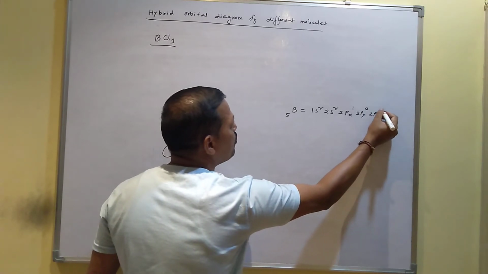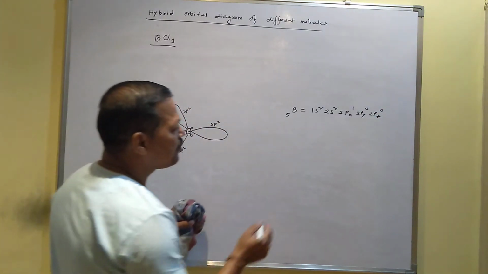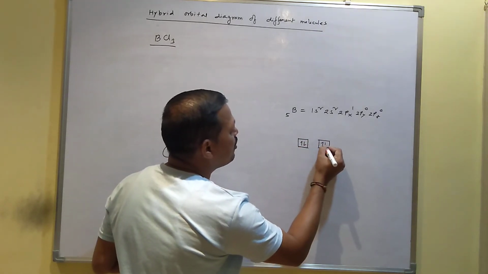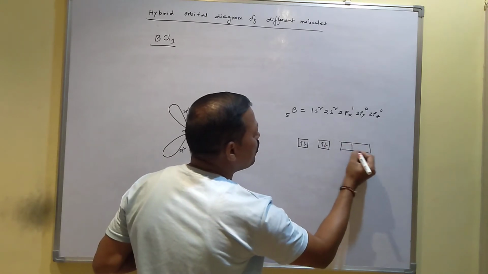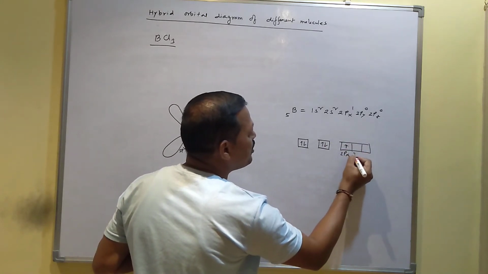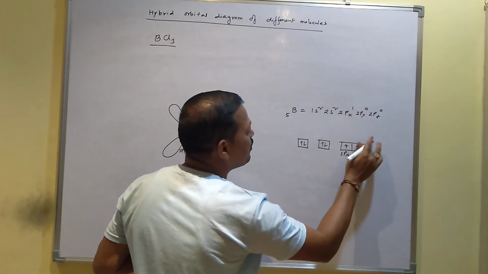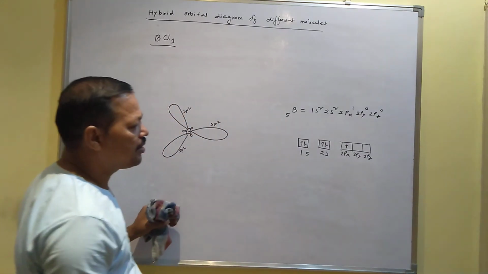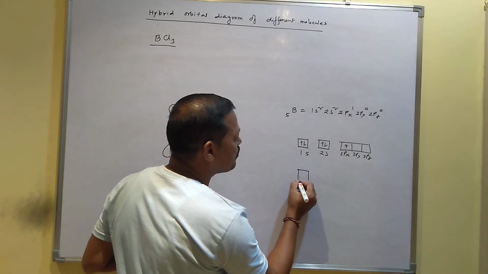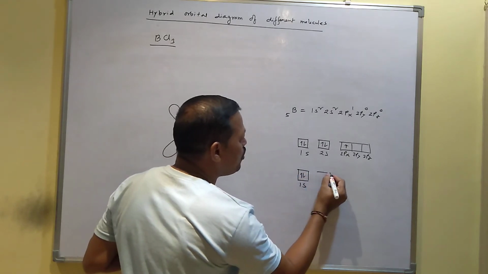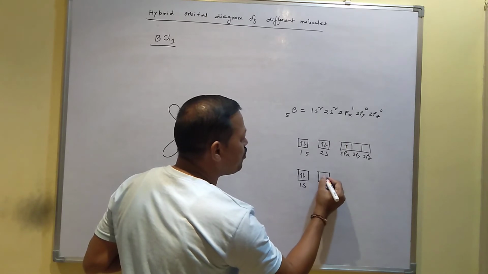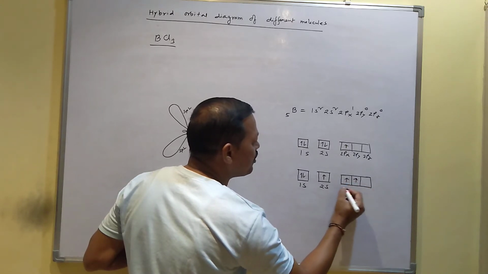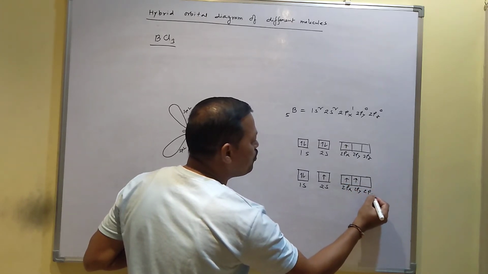2py0, 2pz0. This is the electronic configuration of boron. That means 1s contains 2 electrons, 2s contains 2 electrons, 2p contains 1 electron. This is 2px, this is 2py, this is 2pz. This is 2s, this is 1s. So this is boron in the ground state. In the excited state, 1s remains the same, 1 electron jumps from 2s, so 2s contains 1 electron, and that electron jumps into the 2py orbital, so here you get 2px, 2py, 2pz.